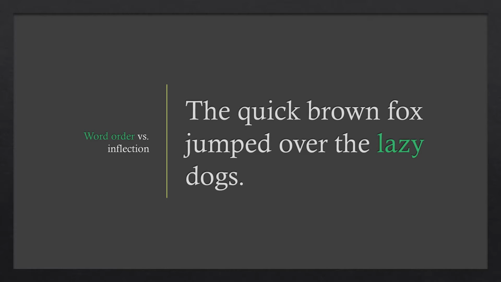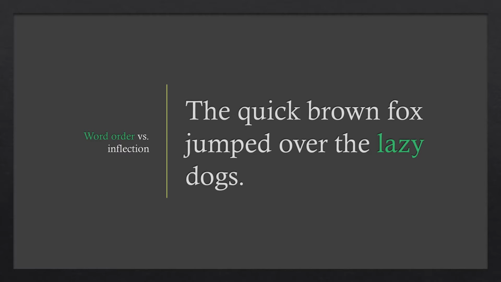Take the following sentence. The quick brown fox jumped over the lazy dogs. How do you understand the relationships between each word? For example, how do you know that lazy modifies dogs and not fox? In English, the meaning of a sentence is almost entirely dependent upon word order.